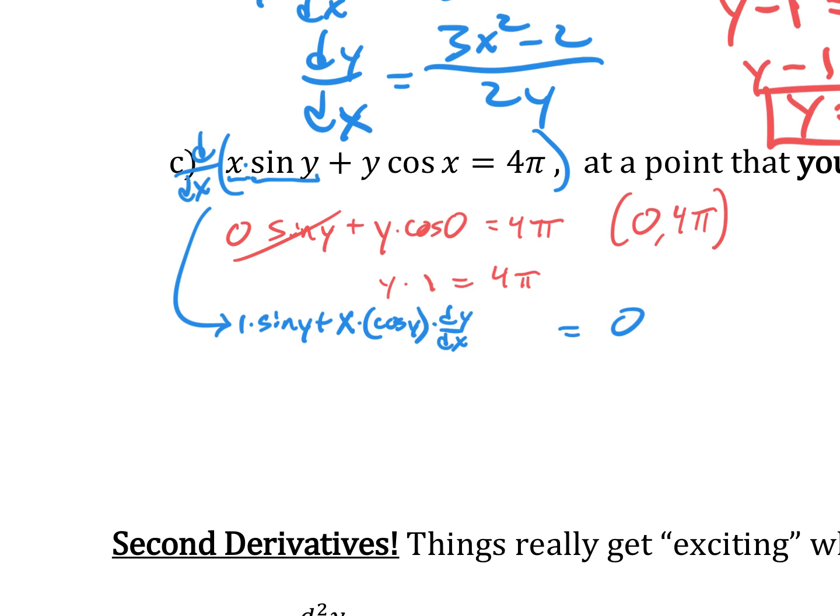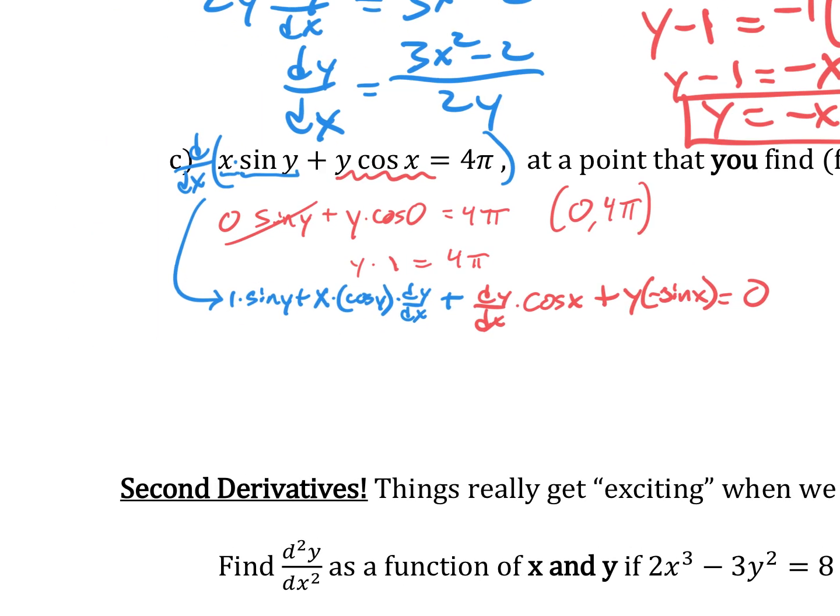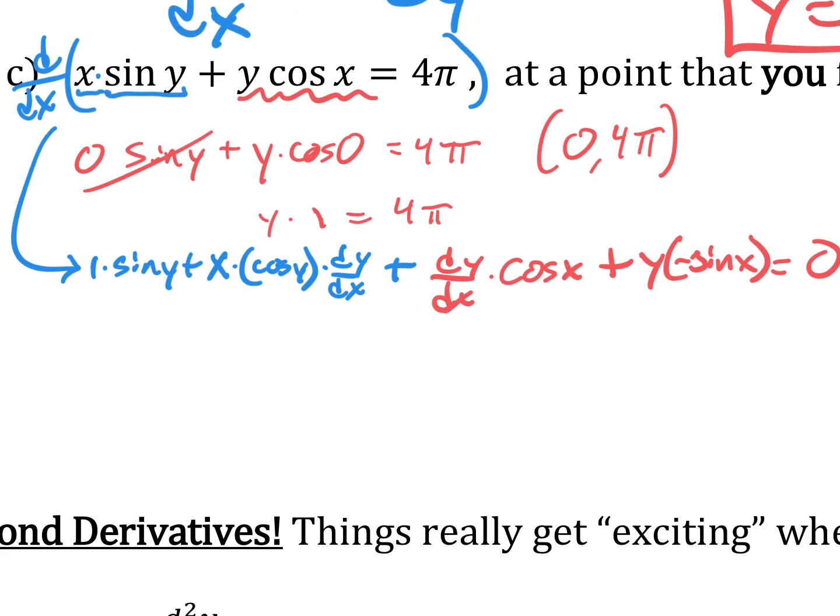Plus, now that was just the first part here. Let's go to the second part here. Okay, so I need the derivative of the first, which is dy/dx, times the second, cosine x, plus the first times the derivative of the second. Derivative of cosine is negative sine x, equals, sorry, equals 0, because the derivative of the right side is 0. All right, so there's an interesting mess.